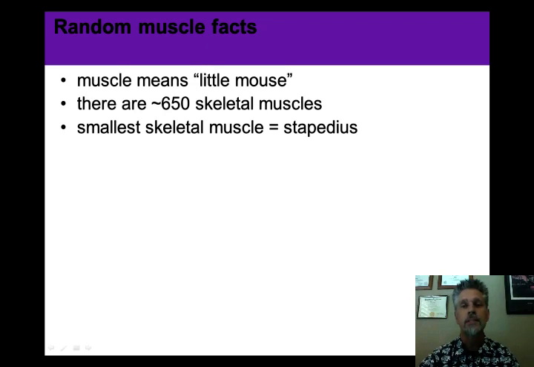So the stapes is the smallest bone, and the stapedius is a skeletal muscle that attaches to those bones, and when there's really loud music and they might be going all over the place, it dampens their movement so you don't get hurt.